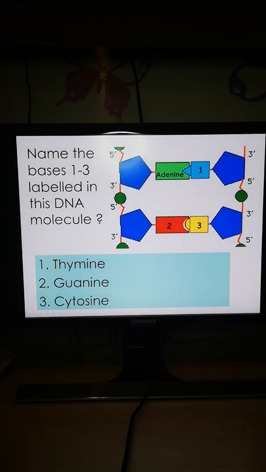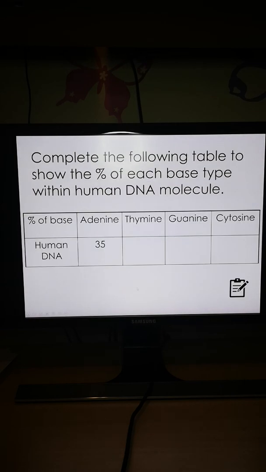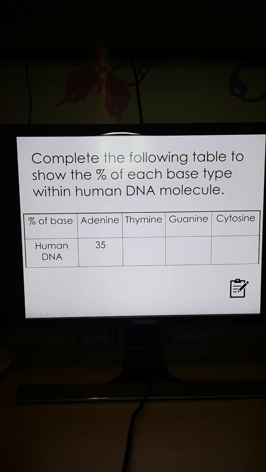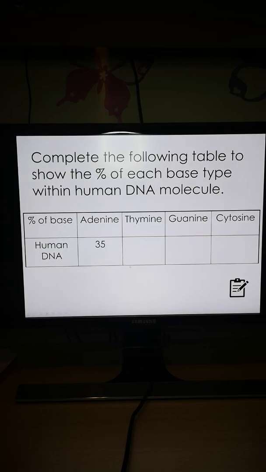One thing we can do with double-stranded DNA is predict the percentage of each base from just one figure. Can you have a go at that? I'll give you the answer. How would you work it out? It's a percentage, so they should all add up to 100%. If they are the same base pair, they should be equal. So adenine and thymine would be 35. Added together, that makes 70. Take that away from 100 and it gives you 30, and then split it between guanine and cytosine.